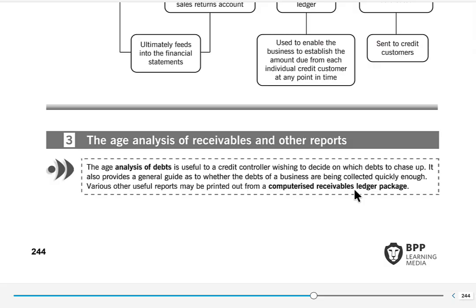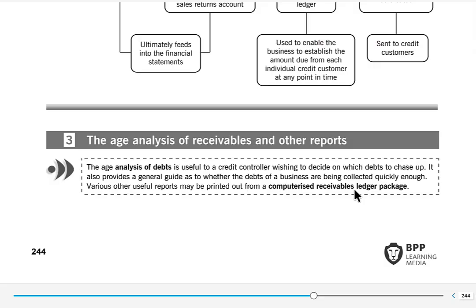Teacher talk moment. This is why it is called age analysis. We are aging the debt. We are asking, how old is each unpaid amount? Why businesses need this report? Imagine you are the credit controller. You have a long list of customers. Some pay quickly, some pay late, some are not paying at all. Without an age analysis, you would be guessing where the problem is.